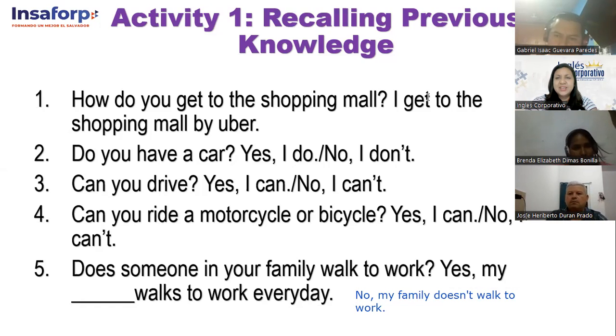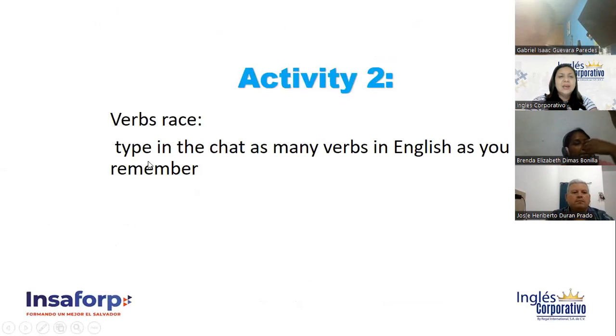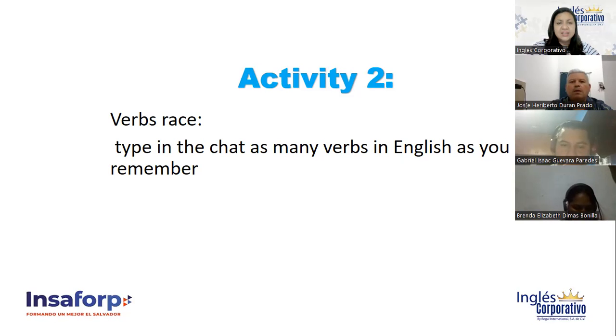Okay? Can I continue with the next part of the class? Now in activity two, we have verb race. Type in the chat as many verbs in English as you can remember. We're going to use the chat. You will type all the verbs in English that you can remember, for example: eat, sleep, write, take, do, swim, dance, etc. That's my example. I will give you 2 minutes to type. You can start now.